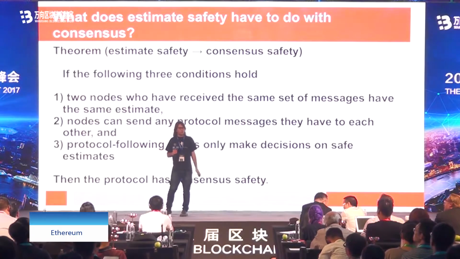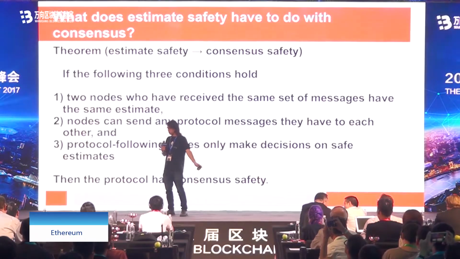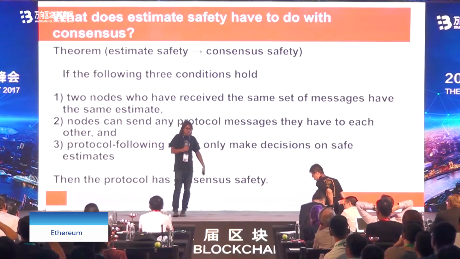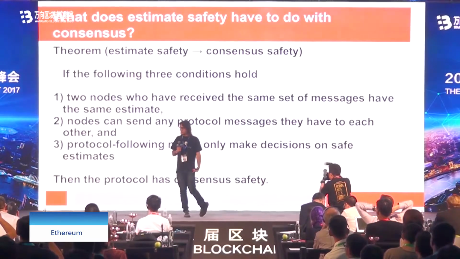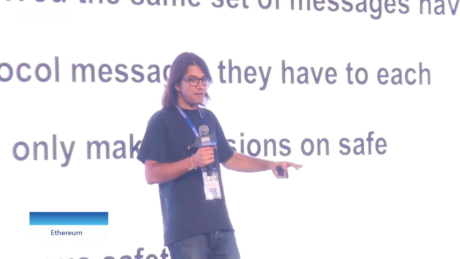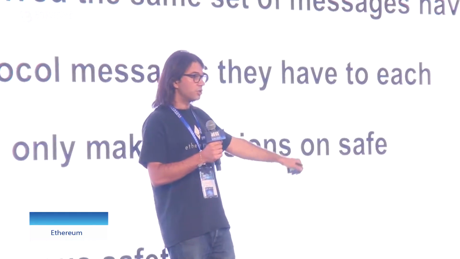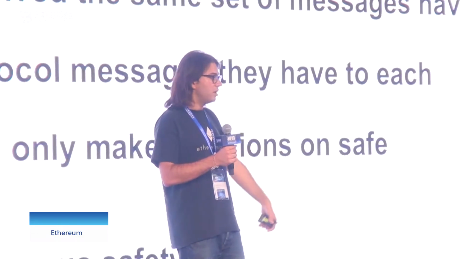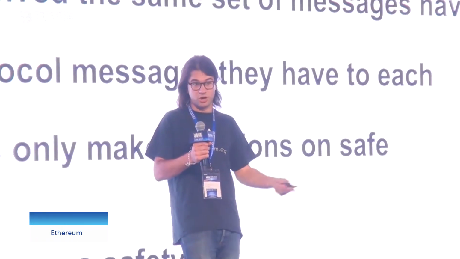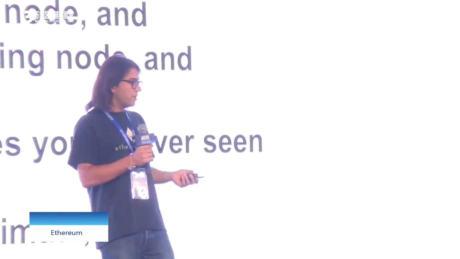And so basically we have this result, where we have a few properties, namely that any 2 nodes who ever receive the same set of messages, regardless of the order in which they receive them, if any nodes can send each other any messages that they've ever received, and if nodes only ever make decisions on estimates that are safe, then we have a consensus safe protocol. And this is like a really foundational theorem. It basically says that we can relate this local property of an unchanging estimate to this global, distributed property of consensus safety if we have these conditions: that nodes can send each other messages, nodes who receive the same set of messages have the same estimates, regardless of the order they receive the messages in, and nodes only make decisions on safe estimates. So I'm going to give a little proof here.